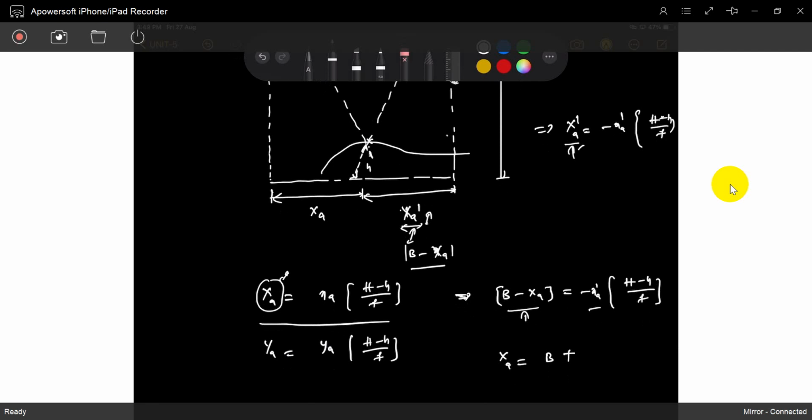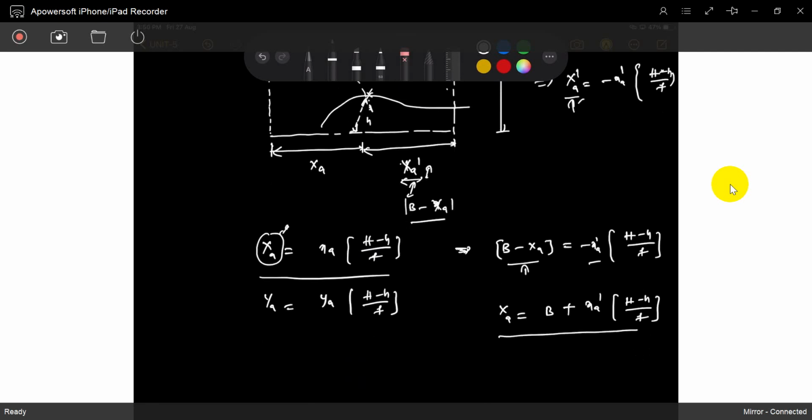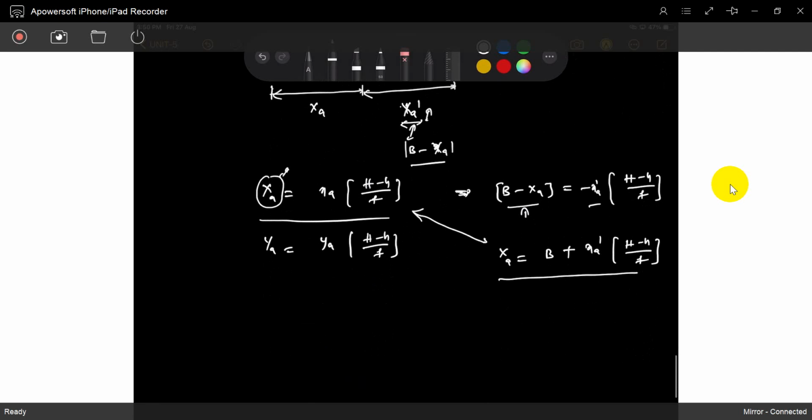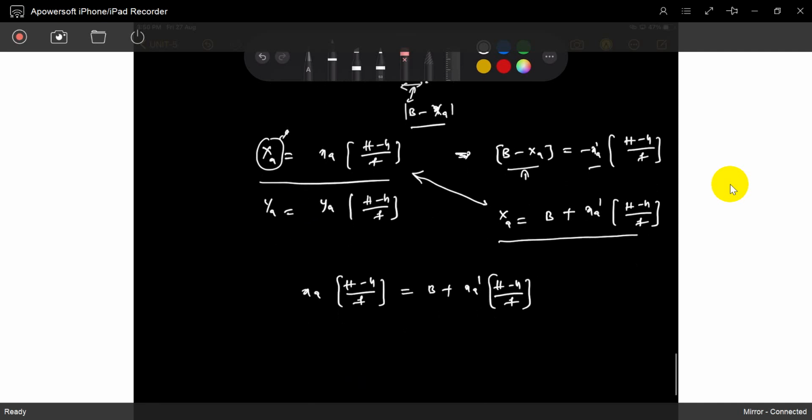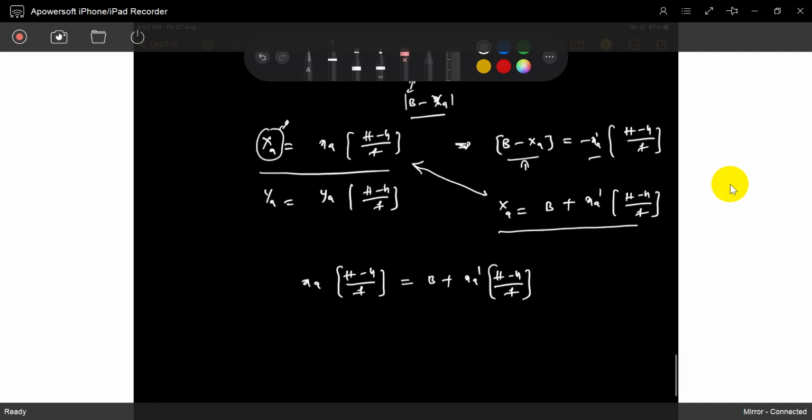Okay, now you can observe it. B plus xa dash times H minus h by f. That's it. So you will get the C. Now you can see both represent the same coordinate, same value. Both are equal: xa times H minus h by f is equal to b plus xa dash times H minus h by f. Understood? So now you can write down.